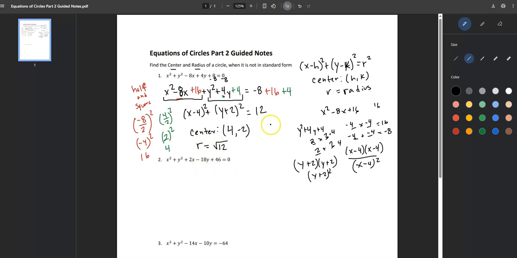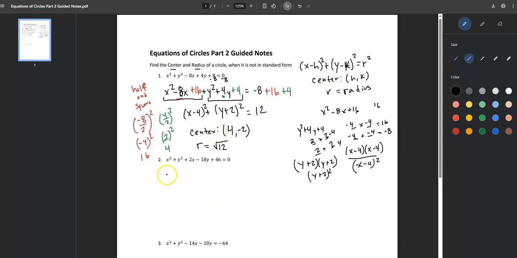Okay? So that's that whole process. We're going to put our x's together, our y's together, and then the constant on the other side. And then I'm going to half and square the linear term, or the x term, and add that number to both sides. Half and square the y term and add that to both sides, and then factor. So, okay? That's your process. That's how you do this.